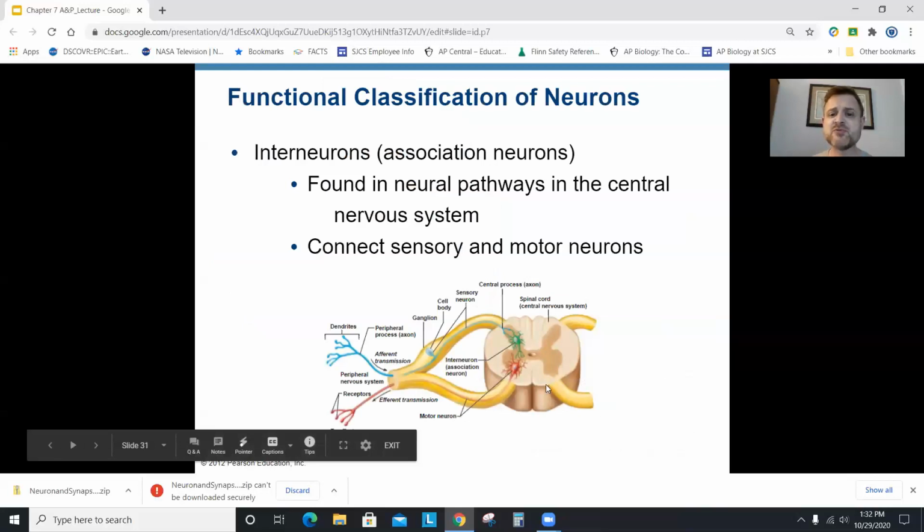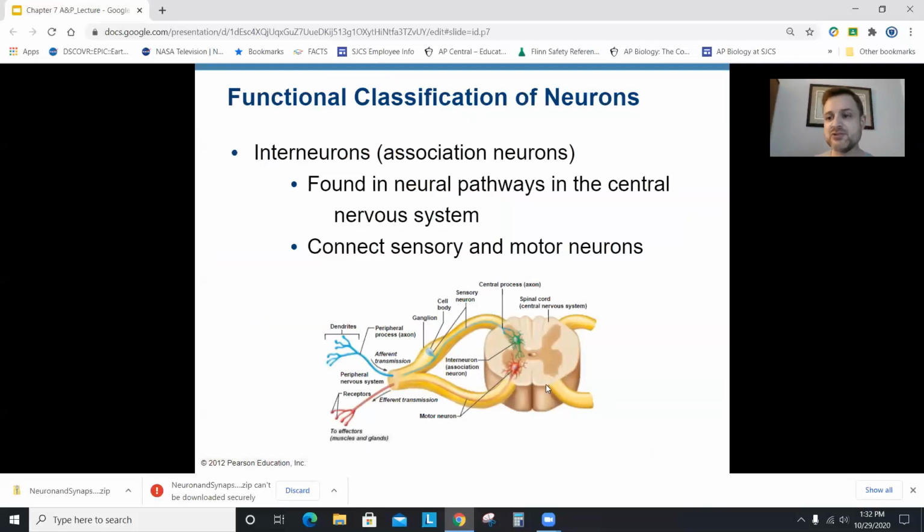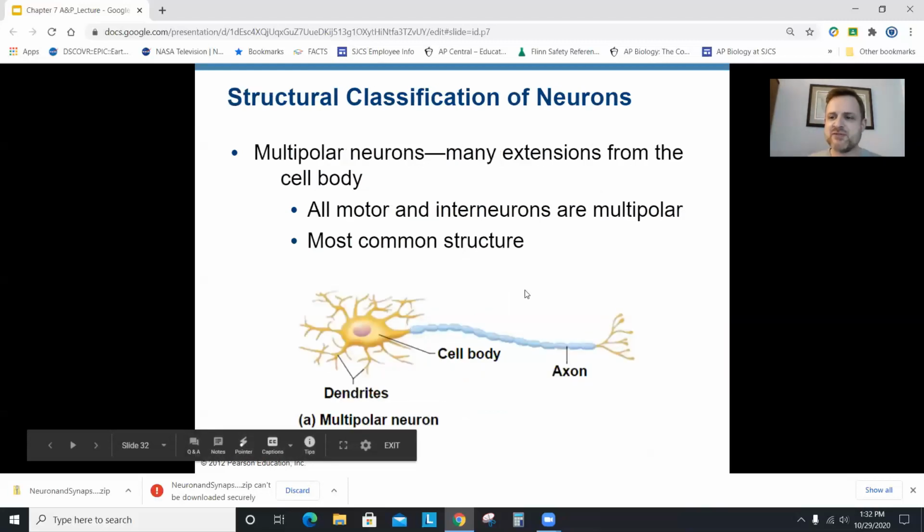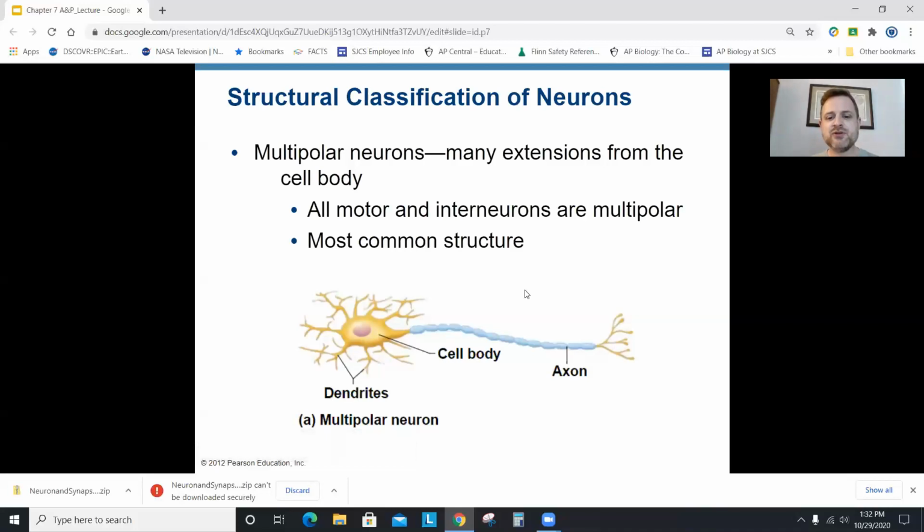So interneurons, these are ones that connect afferent neurons to efferent neurons. These would be the ones that integrate the signal for the brain to decide what to do. These are ones that are found again in your brain and in the nerves of your spinal cord. So, structural classification of neurons, let's do this quickly. The picture shown here is a standard, stereotypical neuron. These are called multipolar because the cell body has multiple extensions. Here I have tons of dendrites, and then the axon hillock branches into one axon. This is a very common structure.